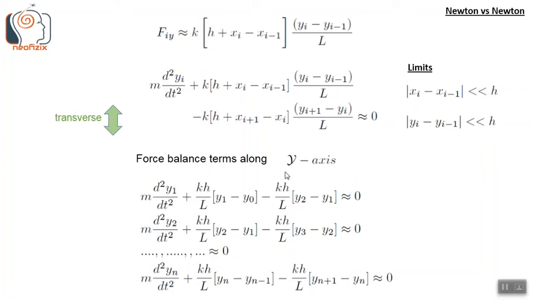Here also there are force components from the ith spring and the (i+1)th spring. When we expand these terms, we get these. So for a generic mass n, the equation we get is m d²yn/dt² + (kh/L)(yn − yn−1) − (kh/L)(yn+1 − yn), which should be approximately equal to 0, up to first order approximation. So note, this depends on the pre-stretched factor h.